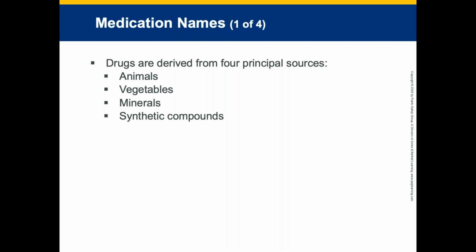compound. So one synthetic compound that is made is fentanyl. Fentanyl is not natural, but morphine is. So fentanyl is a synthetic compound.